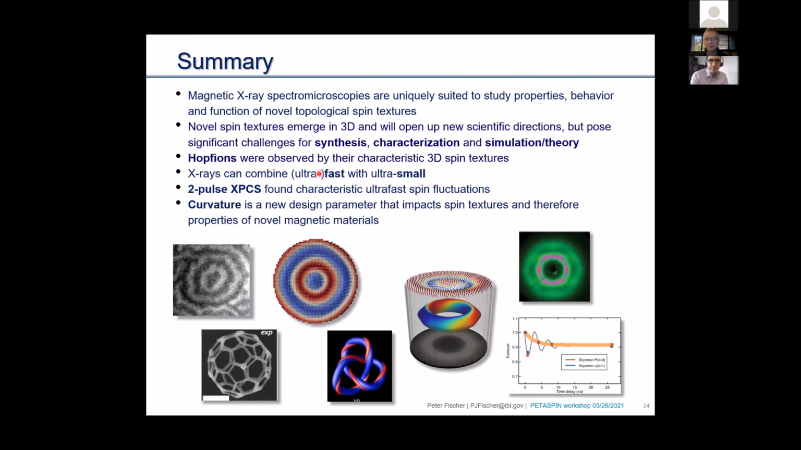Challenges for synthesis, characterization, simulation. The Hopfions, we were very excited about, driven by the theoretical predictions, and then finally we were able to use this combination of different techniques and characterize the 3D textures. Ultrafast, ultra small. We have some other results from LCLS that I'm not going to share today. The two-pulse XPS, where we found really interesting ultrafast spin fluctuation. And finally, curvature, I think, is our new toy to play with. It's a new design parameter that I believe impacts the spin textures and therefore the properties of magnetic materials.